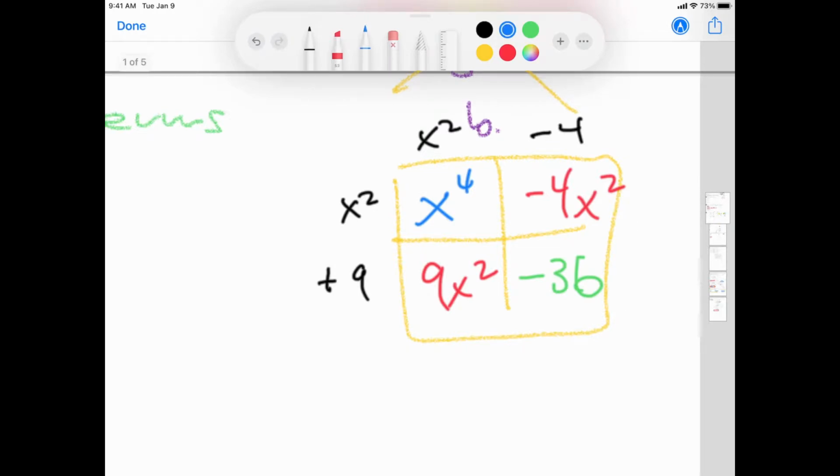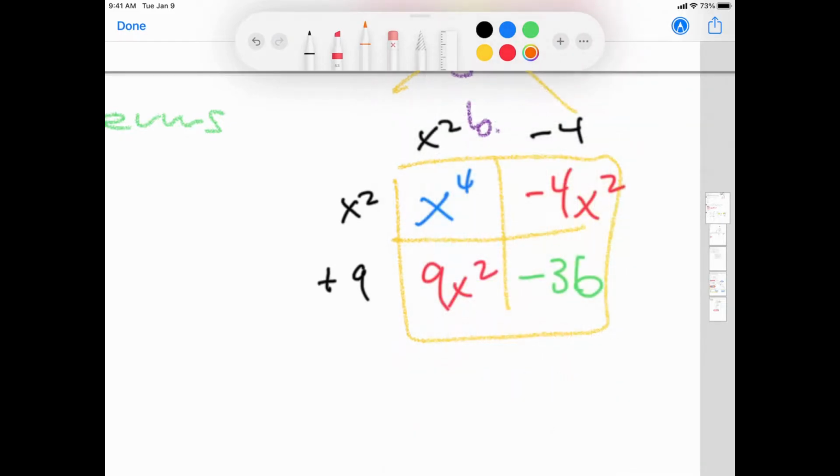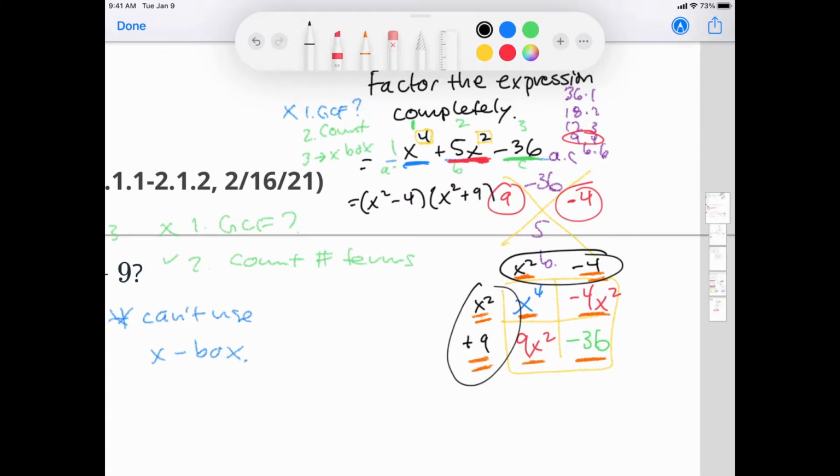Let's double check this. So x squared times x squared equals x to the 4th. 9 times x squared gives me 9x squared. x squared times negative 4 gives me negative 4x squared. And 9 times negative 4 gives me a negative 36. So that is correct. I'm going to circle these, and that's what I'm going to write above here. So if you factor these, you have x squared minus 4 and x squared plus 9.